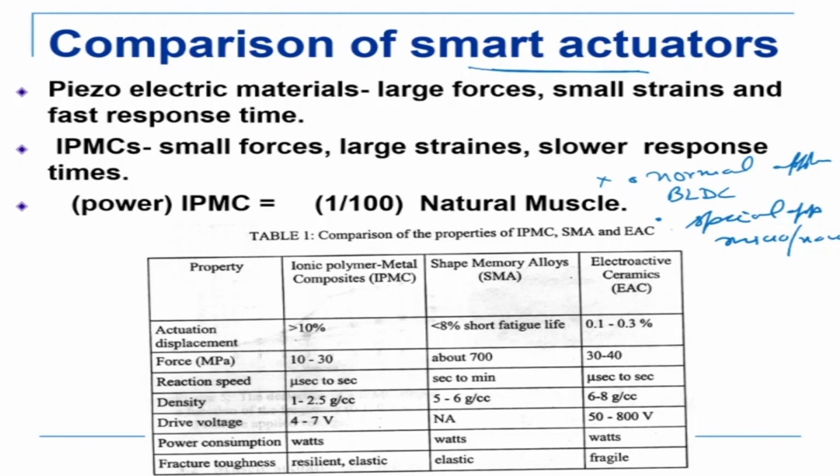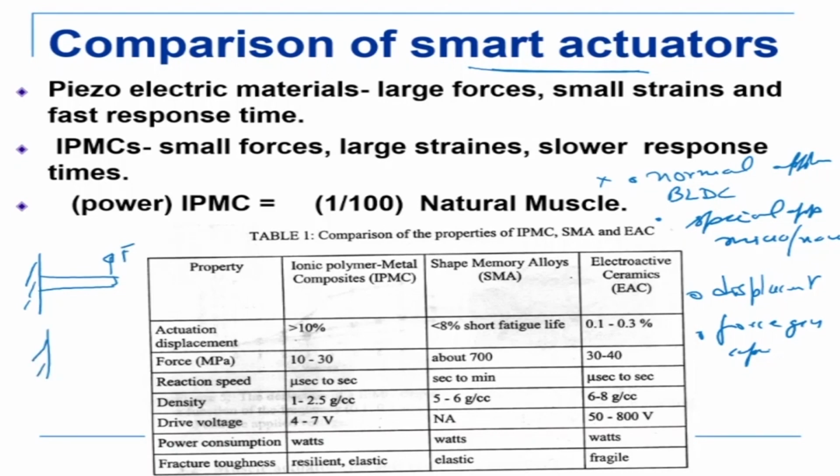So in such cases, we need to worry about the displacement versus the force requirement. So one is the displacement versus the force generation capacity. What do I mean by this? Suppose I have a cantilever beam. Now if you want a very high force to be generated from here, that is your force generation capacity, or you want it to bend completely like this, that's your displacement capacity.